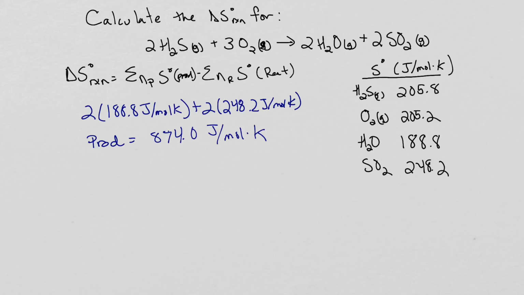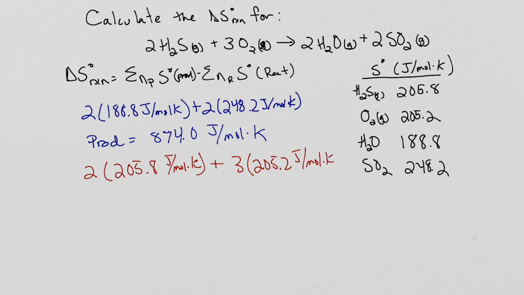Now we're going to do the same thing for our reactants. Again, our reactants are going to be the H2S and the oxygen. So for our reactants, we're going to have 2 times the value for H2S, or 205.8 joules per mole Kelvin. We're going to add that to 3 times the value for oxygen, or 205.2 joules per mole Kelvin. If we add all that up, we get 1027.2 joules per mole Kelvin.